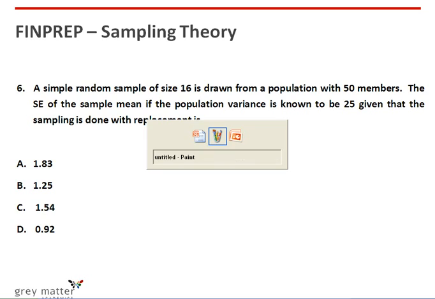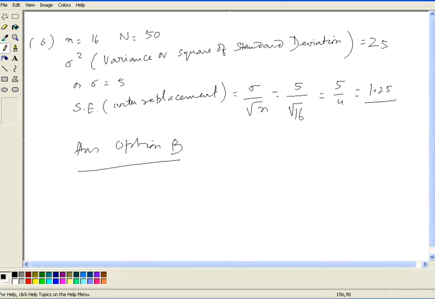Going back to our work area, small n indicates the sample size of 16. Capital N is nothing but the population, 50. Now, variance, that is sigma squared, the square of standard deviation, is given to be 25. So sigma, that is standard deviation, is 5.